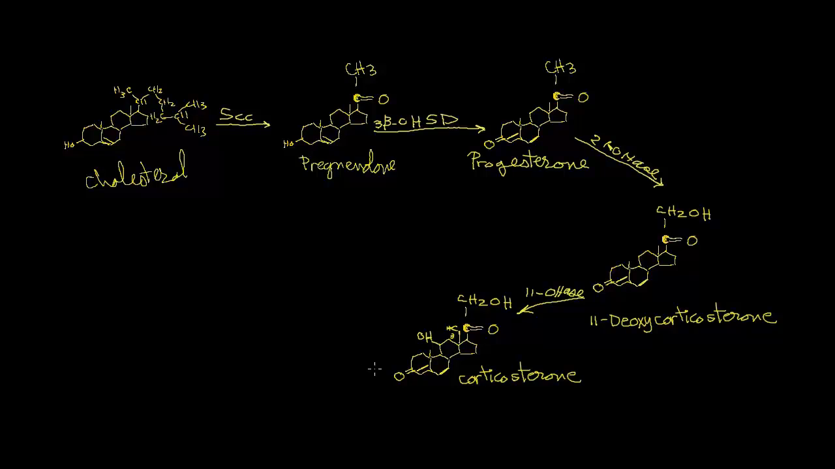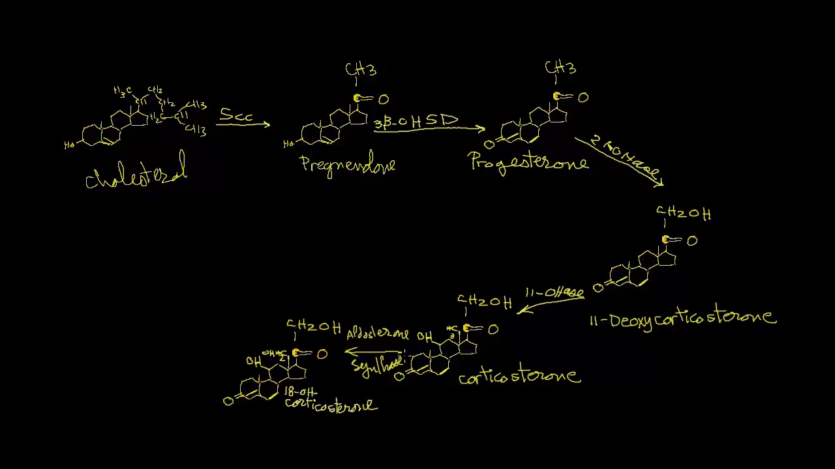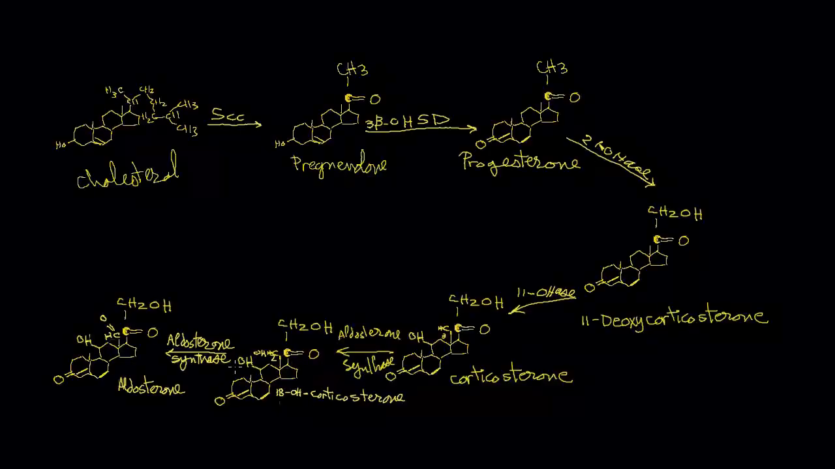So, corticosterone is acted upon by aldosterone synthase to produce first 18-hydroxycorticosterone. Aldosterone synthase, which has an 18-hydroxylase activity, acts upon corticosterone and forms 18-hydroxycorticosterone. The last step involves the oxidation of the alcohol, 18-hydroxycorticosterone, its oxidation into an aldehyde, which is now called aldosterone. This reaction is catalyzed by the same enzyme, aldosterone synthase.